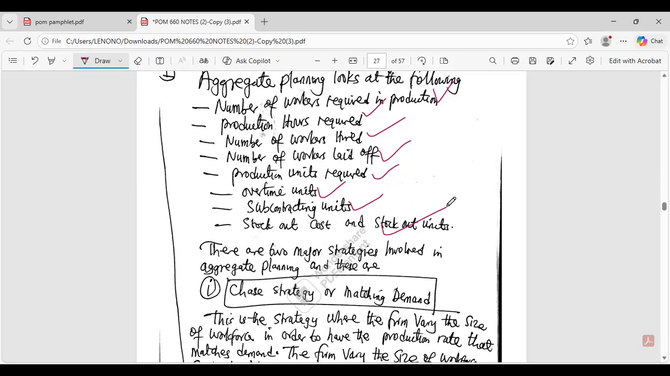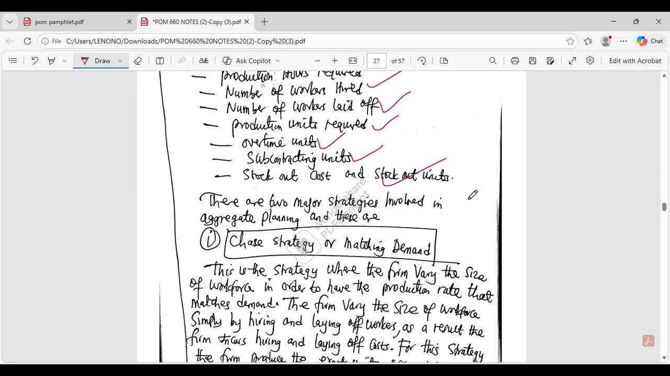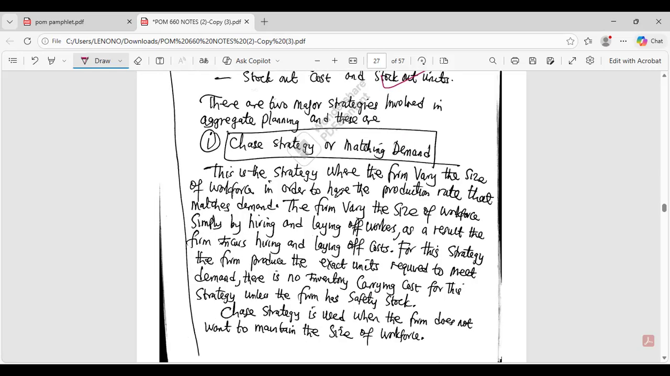Okay, so the first strategy is called the chase strategy, or matching demand. This is a strategy where the firm varies the size of the workforce in order to have a production rate that matches demand. The firm varies the size of the workforce simply by hiring and laying off workers. As a result, the firm incurs hiring and layoff costs.